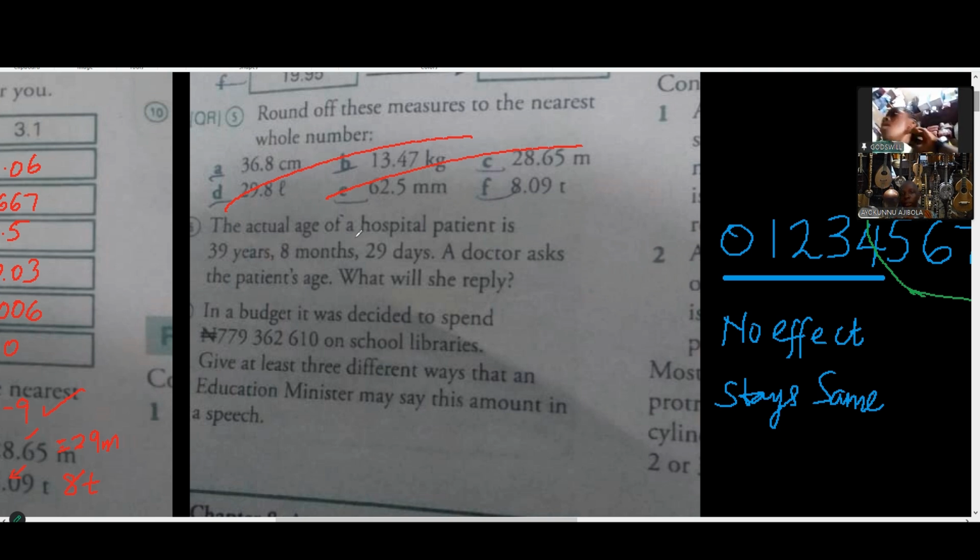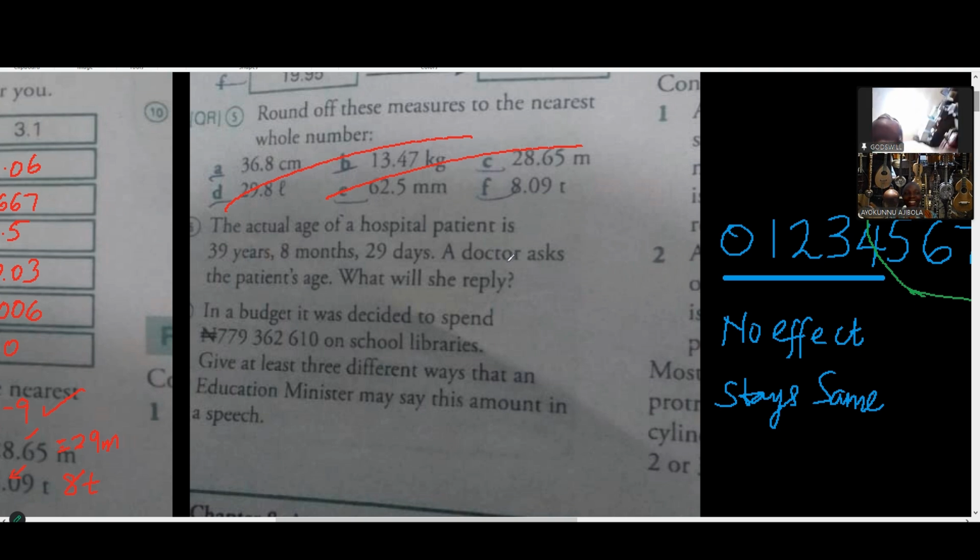The actual age of a hospital patient is 39 years, 8 months, and 29 days. A doctor asked the patient what's the age. What will she reply? 39 years, 8 months. They are trying to say you should approximate the age, okay? Sir, that one is in part two. Okay, it's not part of it, but let's do it just in case.